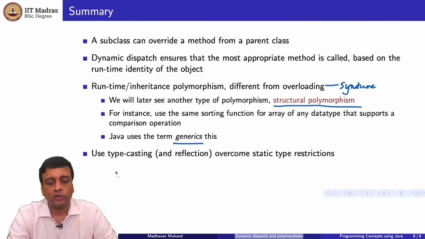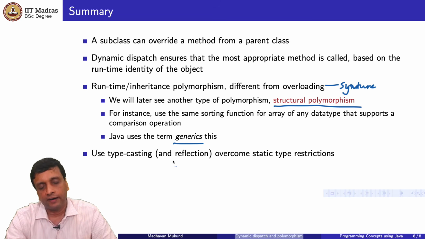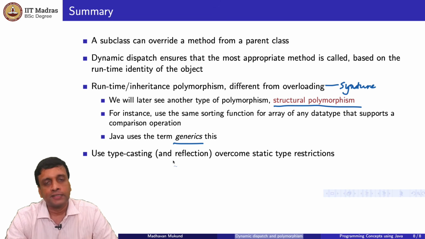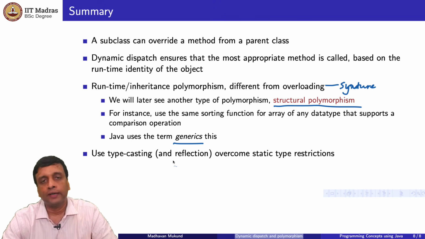And the last thing we saw is that you can use typecasting and some introspection. You can look at the type to determine whether typecasting will work or not, and use this to overcome some static type restrictions. So for instance, if you want to set an instance variable of a more specific type from a less specific variable name, you can do that by using casting.